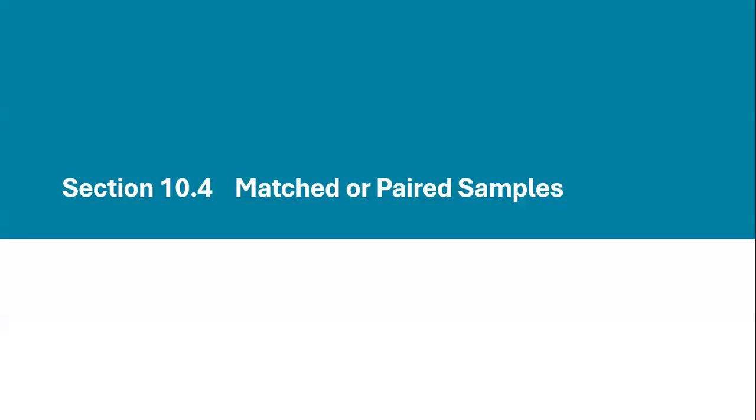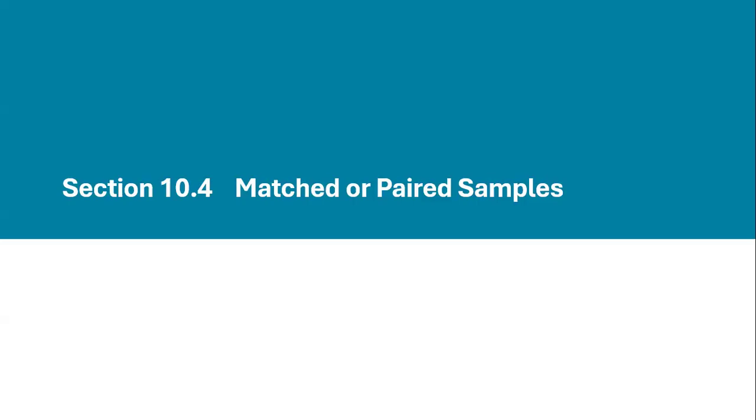Hi. In section 10.4 of Introductory Statistics in OpenStax, we are going to talk about the matched or paired sample. In previous sections of chapter 10, we talked about full hypothesis testing with two populations or two samples, but we mostly focused on independent samples. But now we want to see how hypothesis testing works when we have dependent samples.